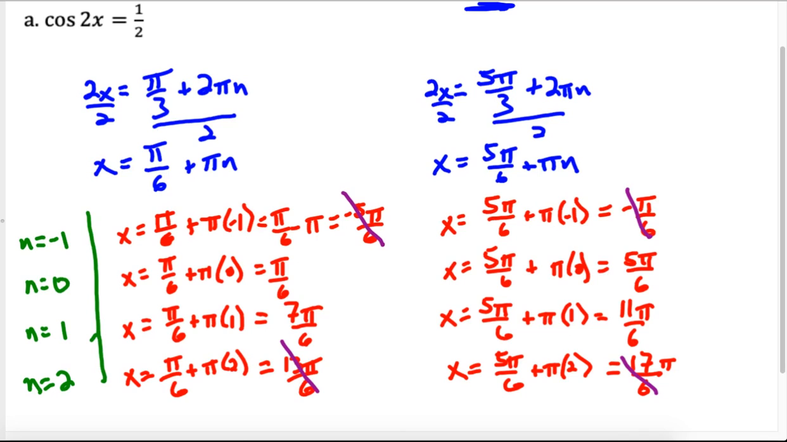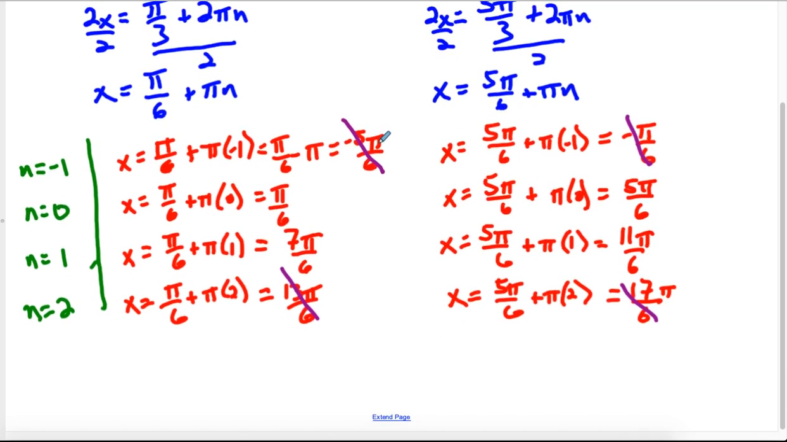So my 4 solutions that are on the interval 0 to 2 pi would be pi over 6, 5 pi over 6, 7 pi over 6, and 11 pi over 6. Okay? Let's try another one here.